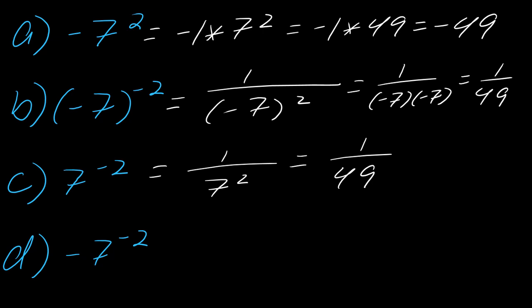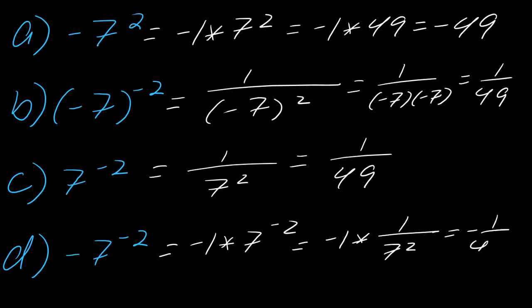And then, okay, now we haven't talked about this one, but this is a really good extension. So now I've got negative 7 without parentheses to the negative second. So the way I want to view this would be like so. Negative 1 times 7 to the negative second. So this becomes negative 1 times 1 over 7 squared. And this equals negative 1 over 49. Okay.